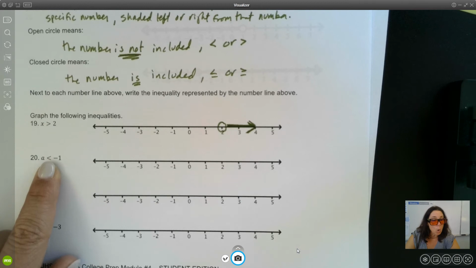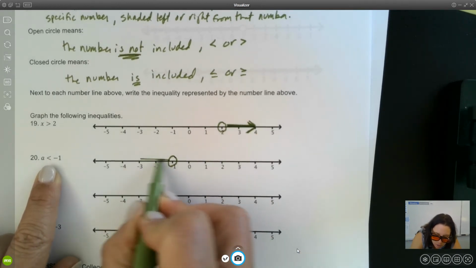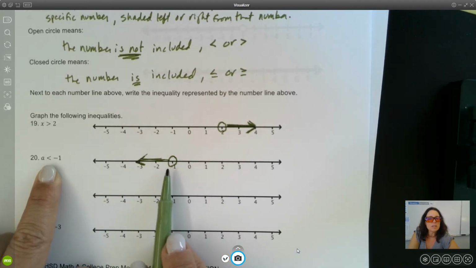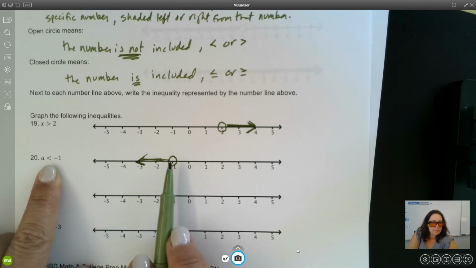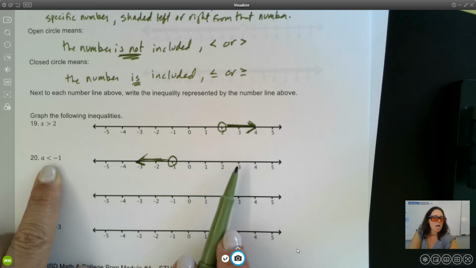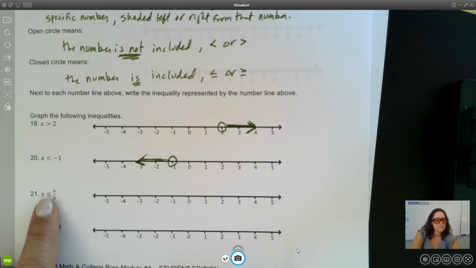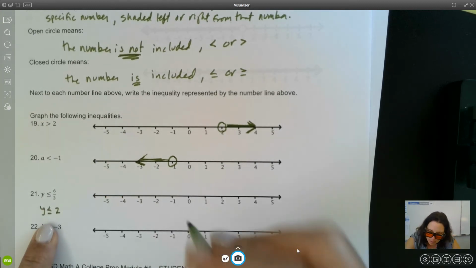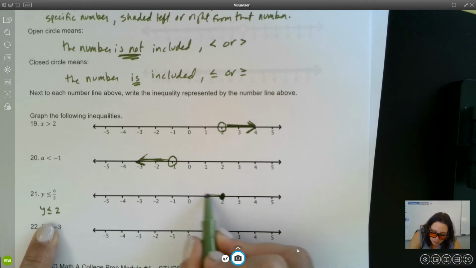Okay, this guy, open circle at -1, shaded this way. Okay, that means everything to the left of -1 is a solution, and -1 to the right is not part of this answer. Okay, isn't this really just a 2? Y is less than or equal to 2. Okay, so that's a closed circle at 2, and we're shaded this way.